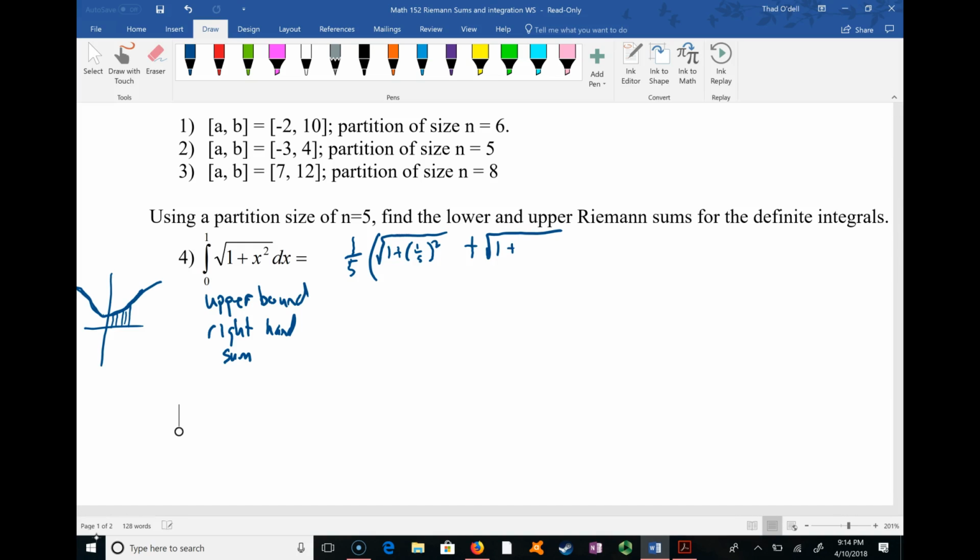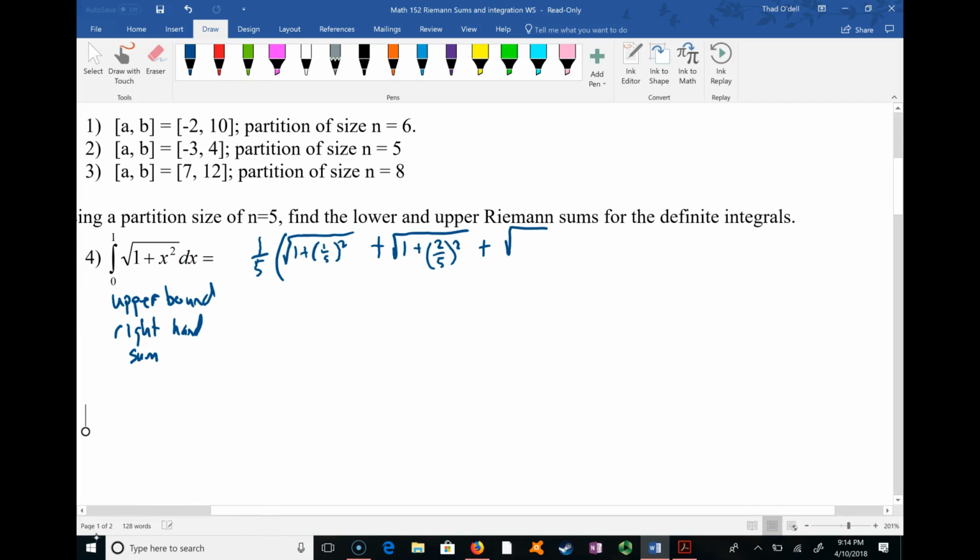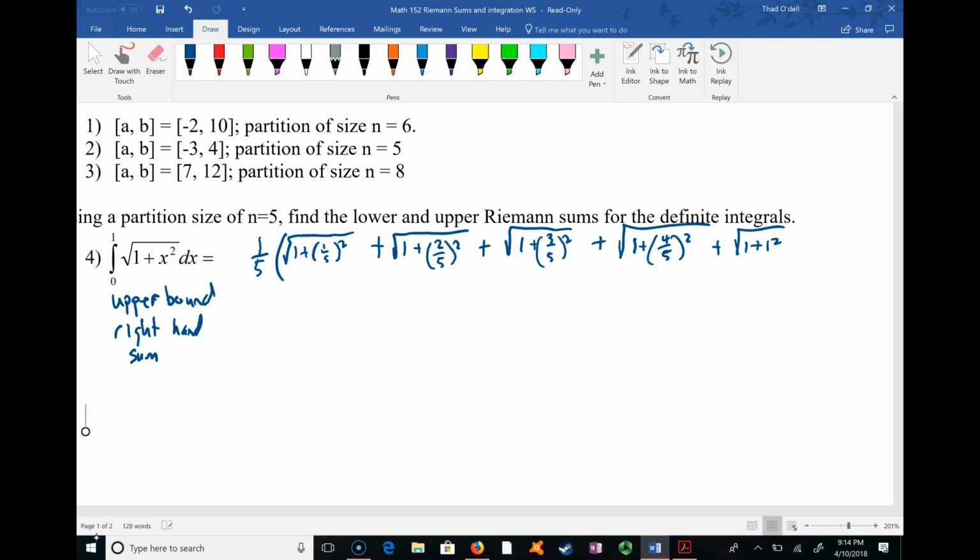Second height would be 1 plus 2/5 squared. The third height would be 1 plus 3/5 squared. Fourth height would be 1 plus 4/5 squared. And the fifth height would be the square root of 1 plus 1 squared. And if we add all those things up, we would get the upper bound.